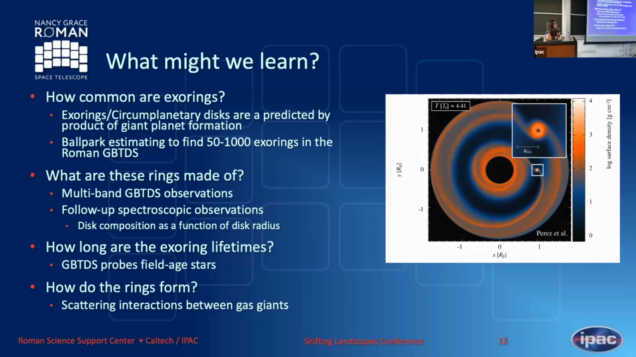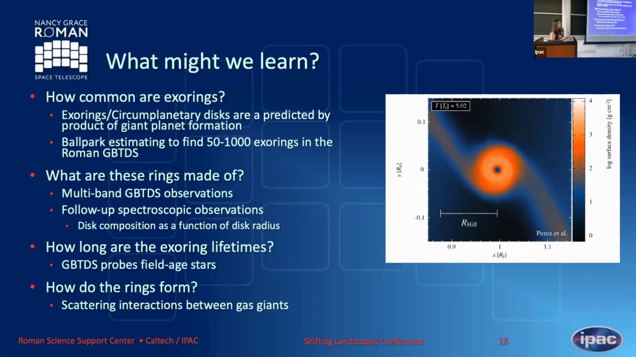exorings and circumplanetary disks are a predicted byproduct of giant planet formation. But there have not been very many found so far. Our ballpark estimate of how many we may find is roughly 50 to 1,000 exorings in this survey. This is super ballpark. I can tell you a little bit more about how we came up with that number, but it's hard to know exactly how much we'll find.